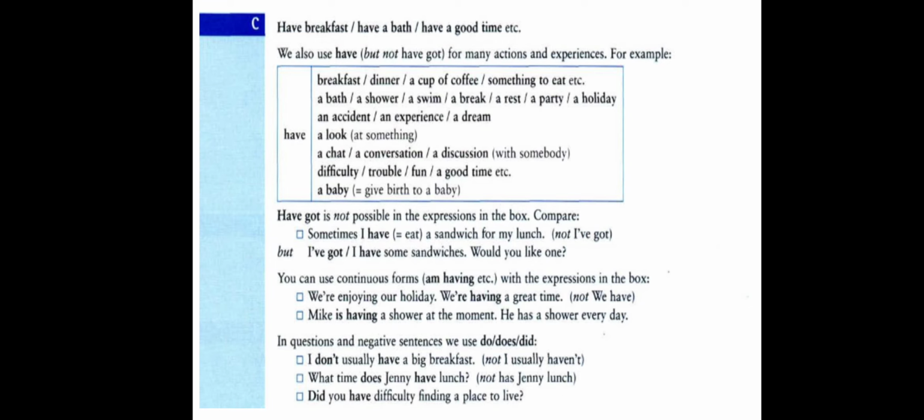Mike is having a shower at the moment. He has a shower every day. In the first part of the sentence, he is having a shower, we can say Mike is showering at the moment. But here, shower is a noun and we use have, so have becomes continuous. So the situation is continuous, and showering is an action verb.